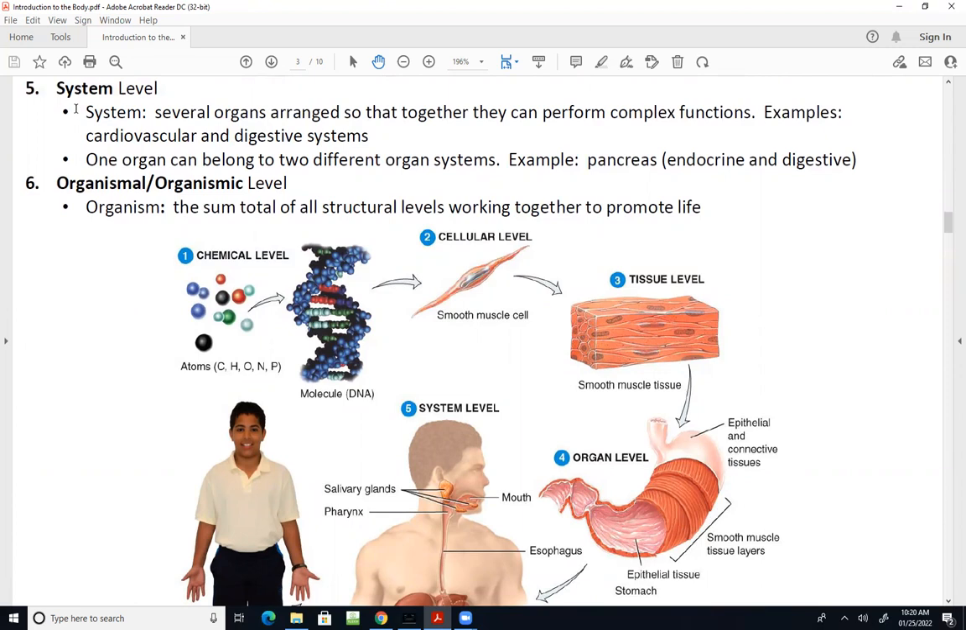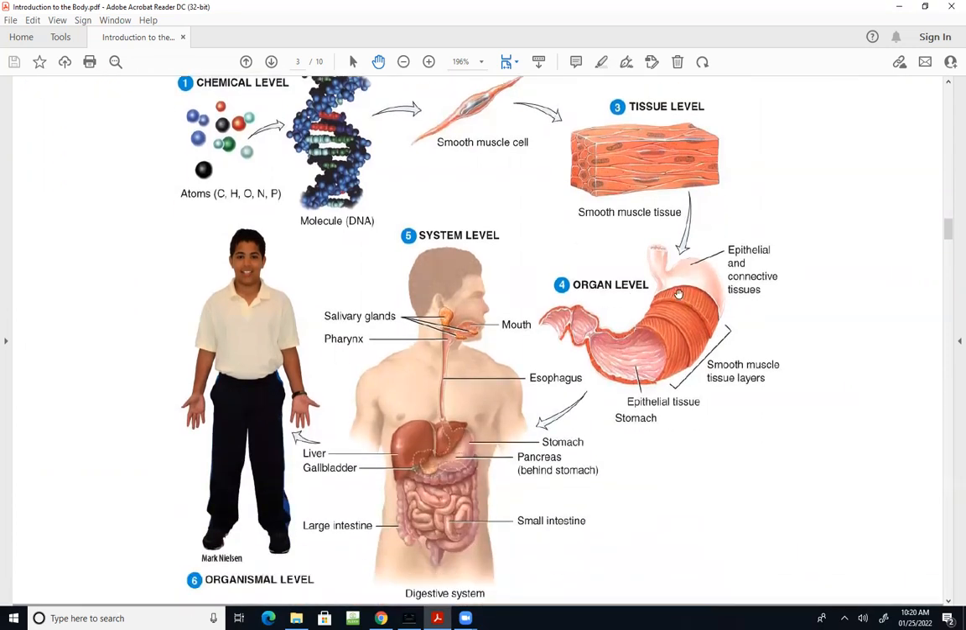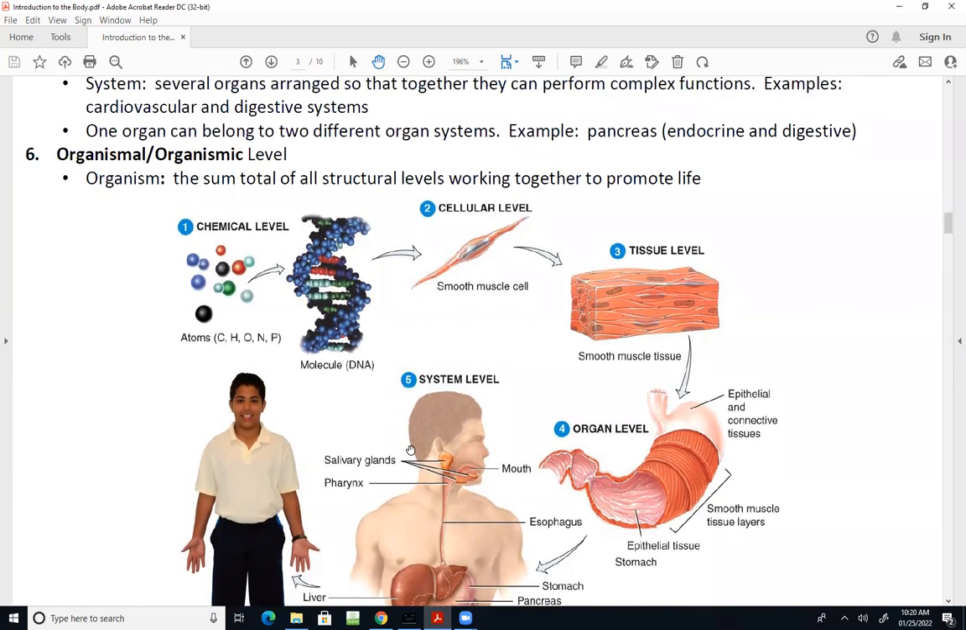Then at the 5th level is the systemic level or system level. A system is defined as several organs arranged so that they can perform complex functions. So in other words, it's a collection of organs like your liver, your gallbladder, your small intestine, your large intestine. They collectively perform a function or functions for the body.